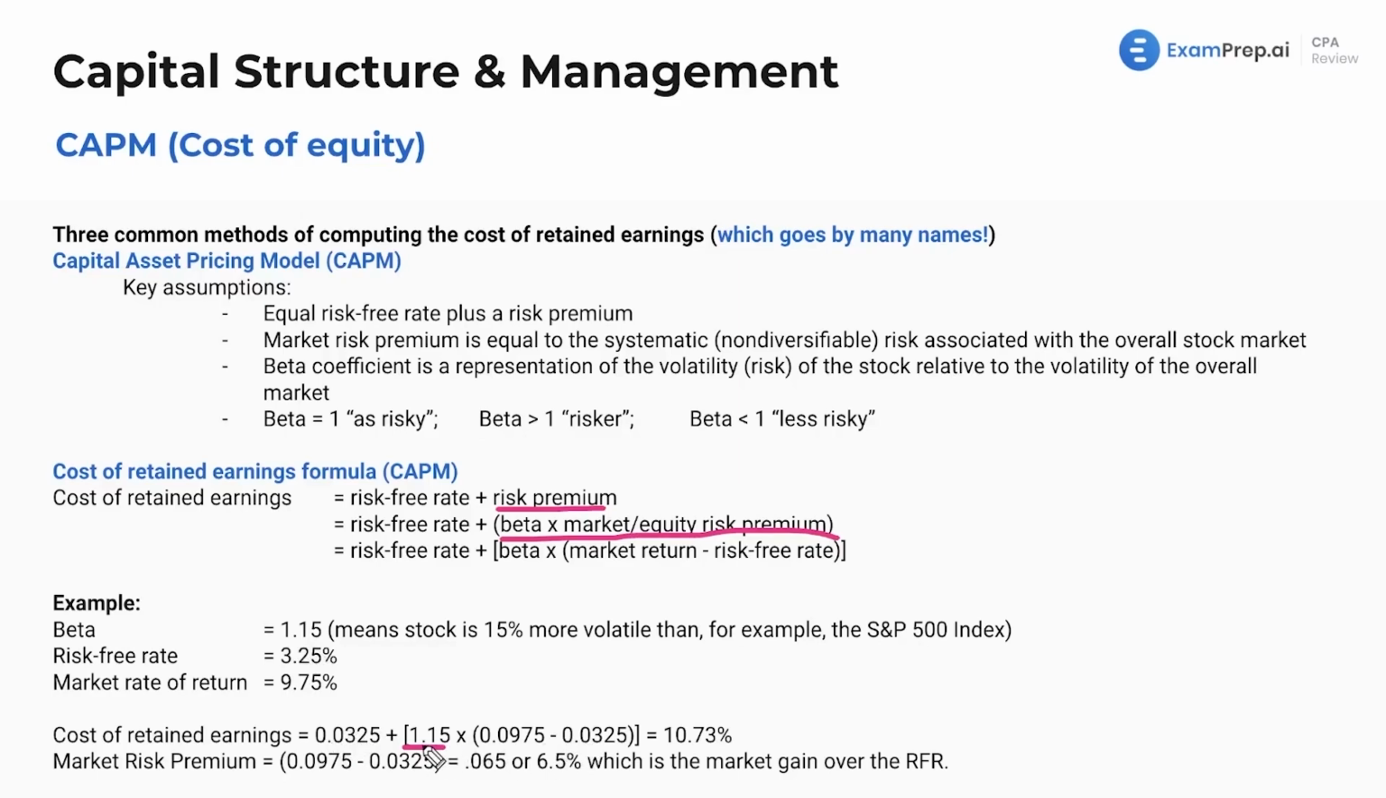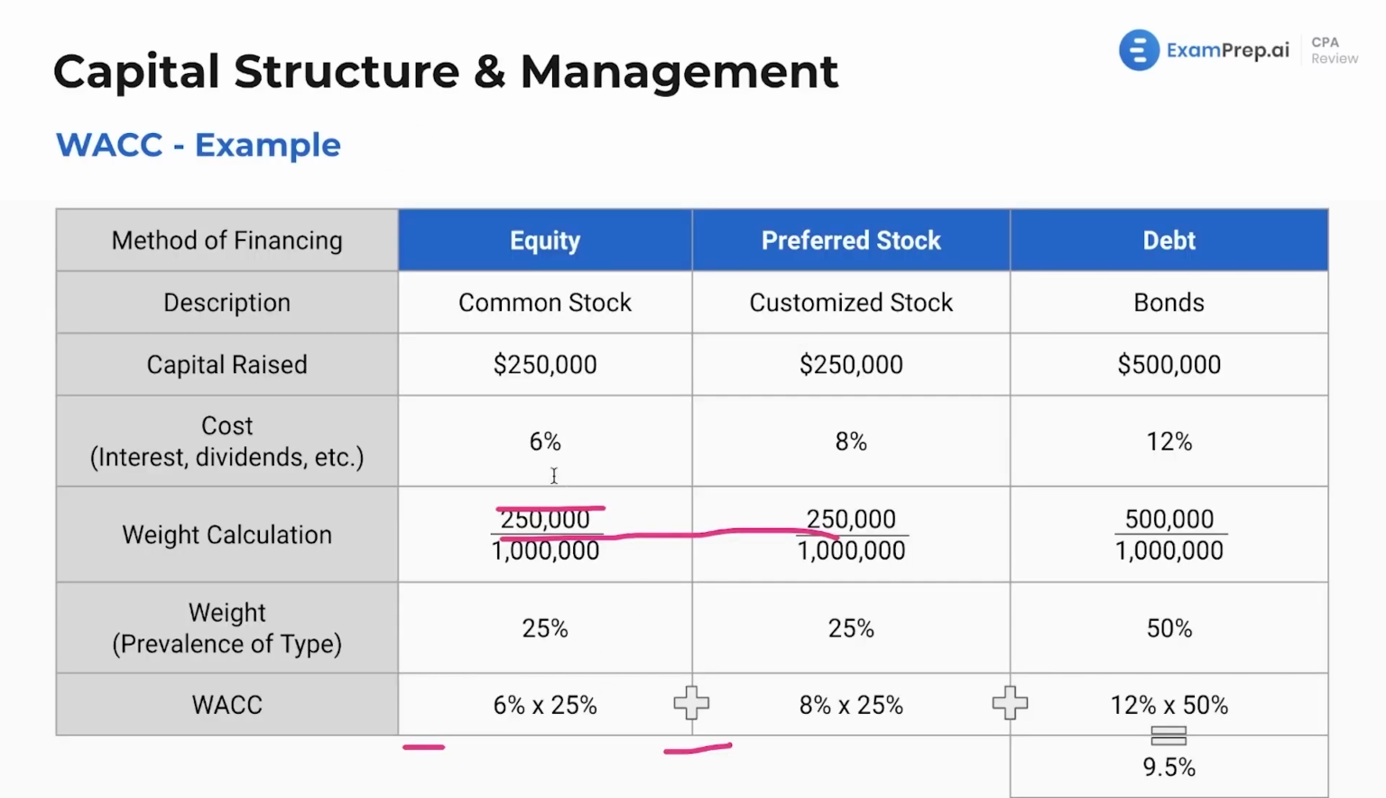Beta stays the same. You do not move the decimal point. Now, 0.0975 is our market rate of return minus the risk-free rate of 3.25%, which gives us our market risk premium, times the beta, and then add back in that risk-free rate. That gives us a cost of retained earnings of 10.73. So you see here, they could have given us that, and then we plug that in as the cost of equity.